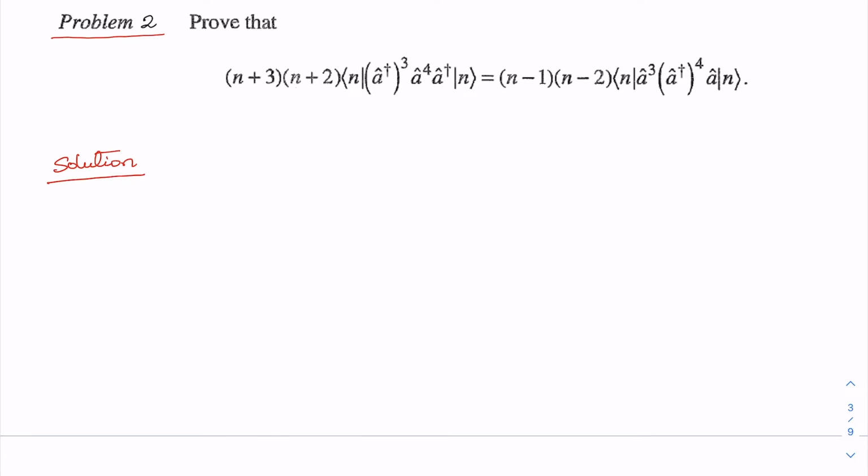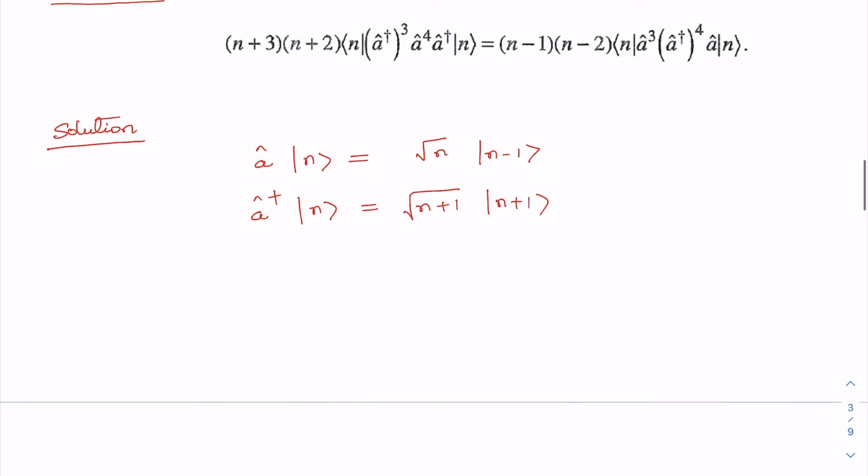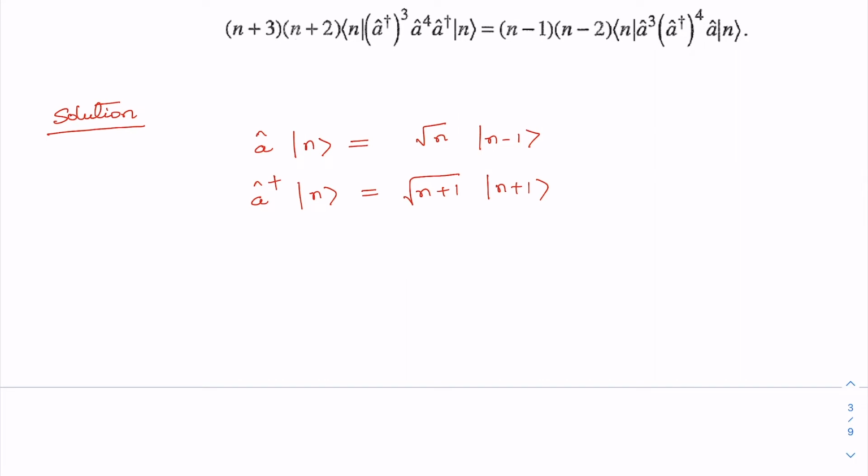We know that when the annihilation operator operates on the number state, the relation gives square root of n times the ket n minus 1. And if the creation operator operates on the number state, we get square root of n plus 1 times the ket n plus 1. So we have to utilize this relation. Let us look at this relation first.